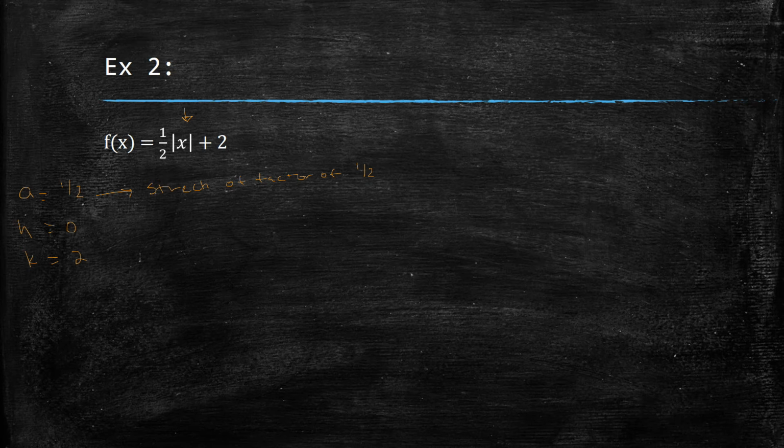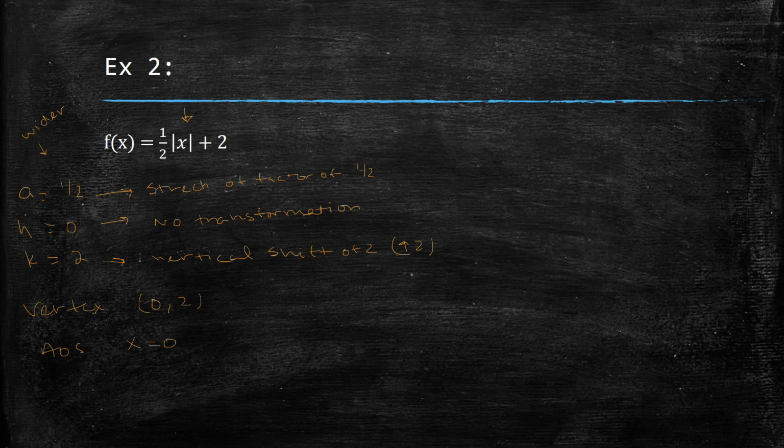Okay, remember, these are counterintuitive. If you see a fraction, it's actually going to make your graph wider. If you see a whole number, it's going to make your graph more narrow because of the steepness of the line. Our H is 0, so there's going to be no transformation here. And our K is 2, which means we have a vertical shift of positive 2. Okay, and if you're shorthanding, you can do up 2. So here we can state our vertex, which is the point (0, 2), and our axis of symmetry is the line x equals 0.